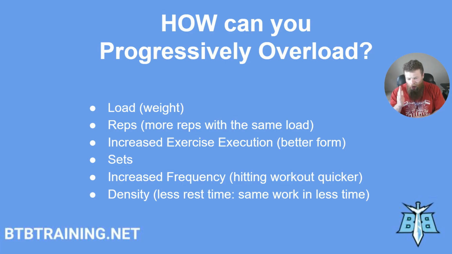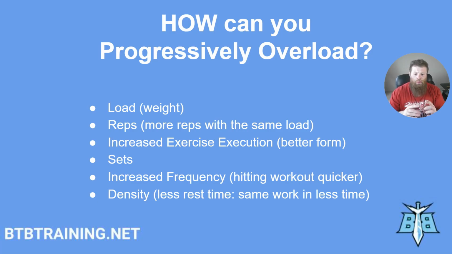If you can bench 200 pounds today and 6 months from now you can bench 230 pounds, you have progressively overloaded via increasing the weight on the bar. You can also progressively overload through reps. So using that bench press example, if you're bench pressing 200 pounds for 10 reps, you could always increase the weight from 200 pounds to 205, or you could stick with the 200 pounds and go from 10 reps to 11, and then 11 to 12, and then 12 to 13, so on and so forth.